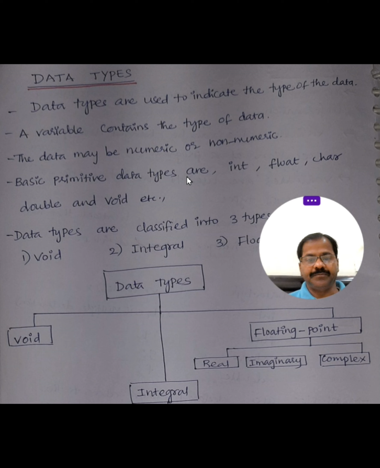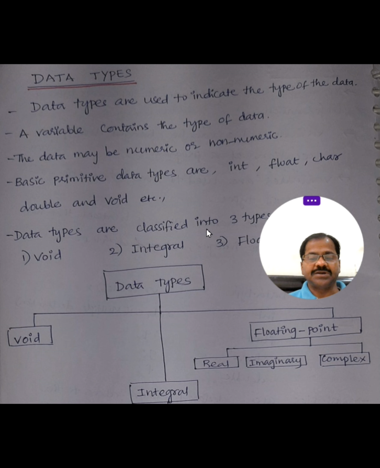For example, float b, that b variable is the float type. In that float we will have an integer part and a fractional part. So here a variable contains the type of the data. The data may be numeric or non-numeric. Sometimes int a is 6, or we can represent char ch is equal to a. We assign a into ch. So that data may be numeric or non-numeric. Here the basic data types are integer, float, char, double and void.